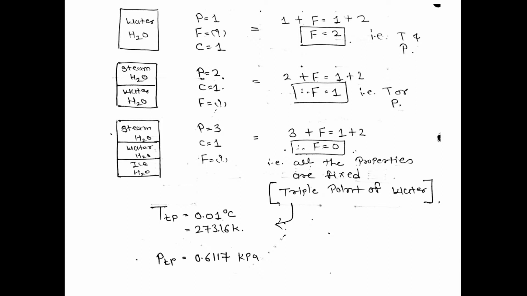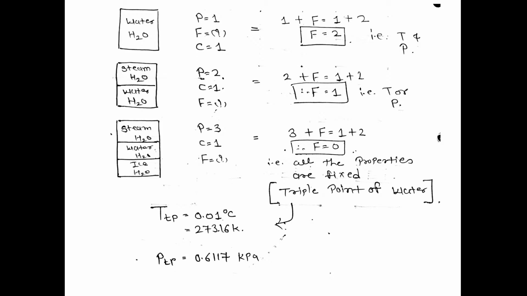For liquid phase it has a certain temperature, or if the temperature changes by a certain amount, it can become vapor or it can become ice. Similarly in case of pressure, a certain amount of pressure can change its phase. So two properties, temperature and pressure, can define the water H2O.